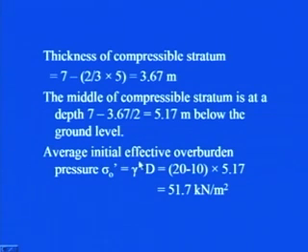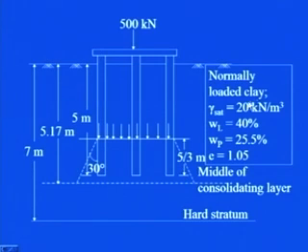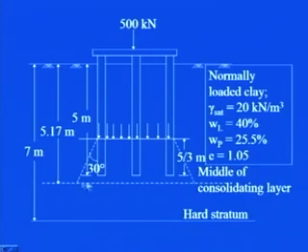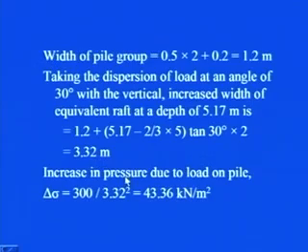Then the average initial effective overburden pressure will be gamma prime into D. So gamma prime is given here, you see it is 20 and it is saturated. So effective will be saturated minus gamma of W, that is of water, which I am considering 10 here in this case, and then multiplied by 5.17. So you will get the pressure at this particular level.